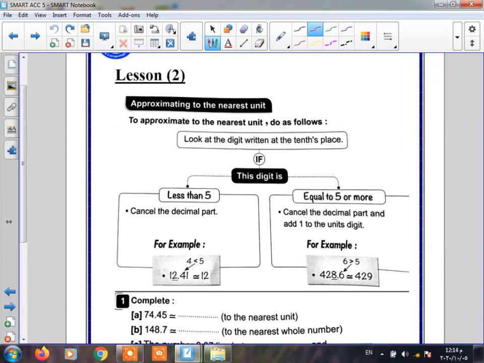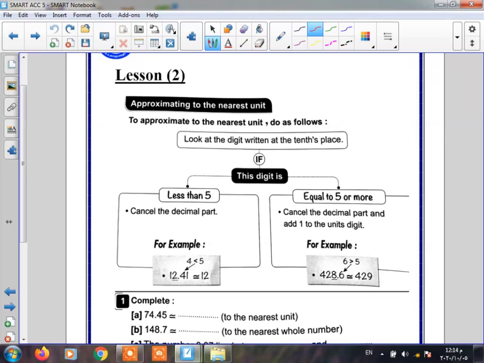Good morning everyone. Today we will talk about approximating to the nearest unit. As we said before, to approximate to the nearest unit, we will circle the unit, then look at the number before it. If this number is less than 5, we cancel all of the decimal and the whole number will not take 1.